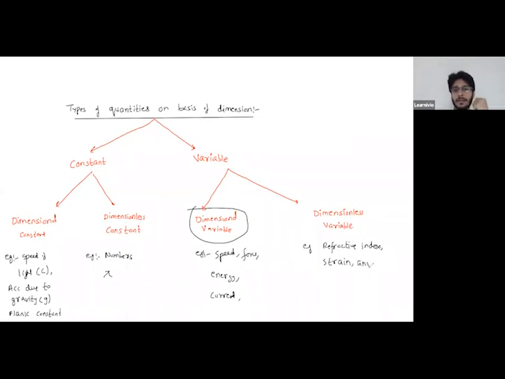Then you can have angle. Angles are variable, but they are again dimensionless. In the same way, you have coefficient of friction. Coefficient of friction, we represent it by mu. It's the ratio of two forces. It's again a variable quantity. Different mediums have different values of coefficient of friction, but it is dimensionless. So on the basis of dimensions, we can simply divide quantities into four categories. Either they would be dimensional constant, dimensionless constant, dimensional variable, or dimensionless variable.